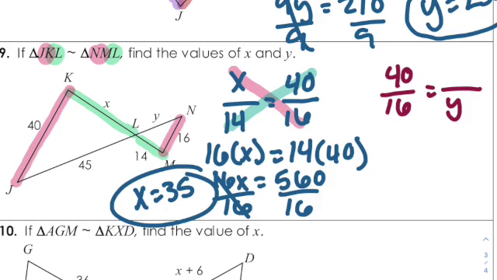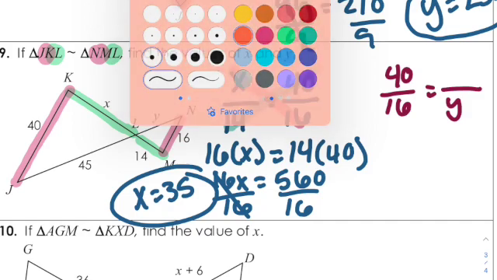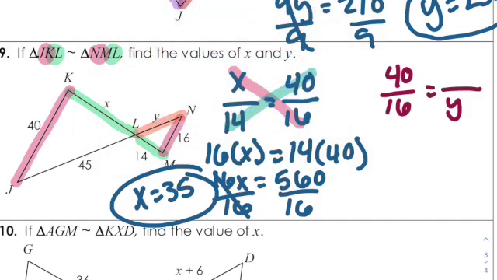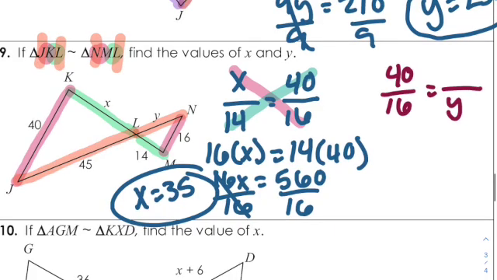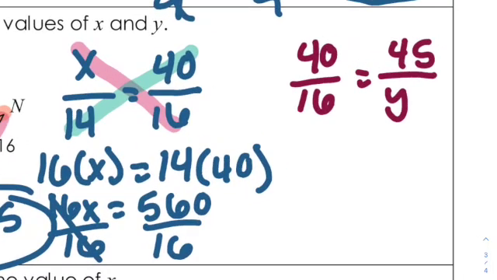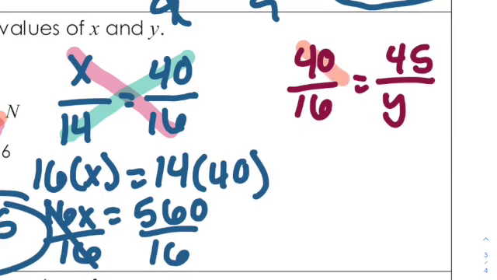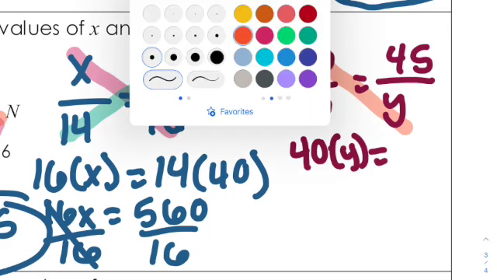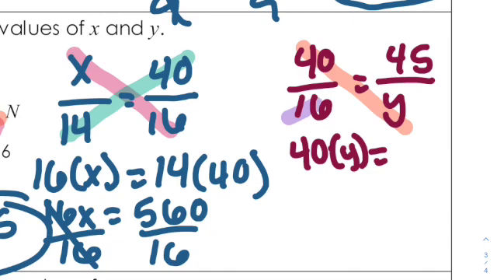And then so y is LN. LN is the first and last letter, JL is the first and last letter, so it's proportional to 45. So that's how you should set up your proportion. Okay, and then we're going to solve. So 40 times y, and then of course 16 times 45.